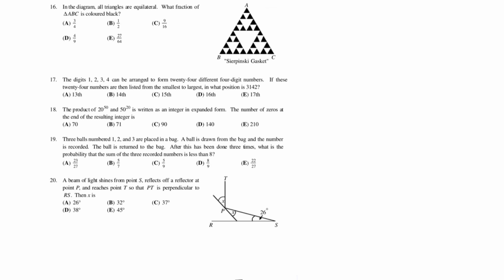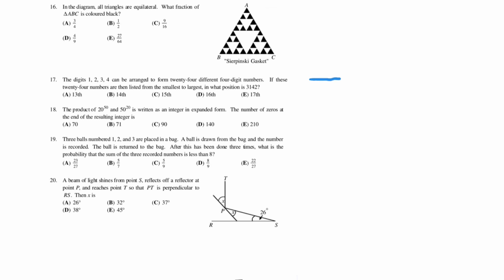Number 19. Three balls numbered 1, 2, and 3 are placed in a bag. A ball is drawn from the bag and the number is recorded. The ball is returned to the bag. After this has been done 3 times, what is the probability that the sum of the 3 recorded numbers is less than 8?